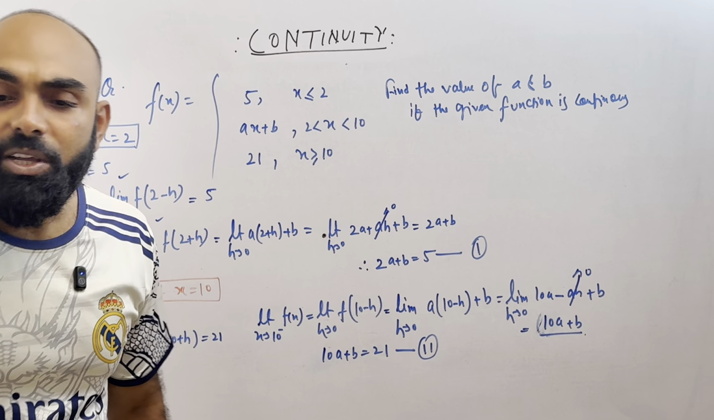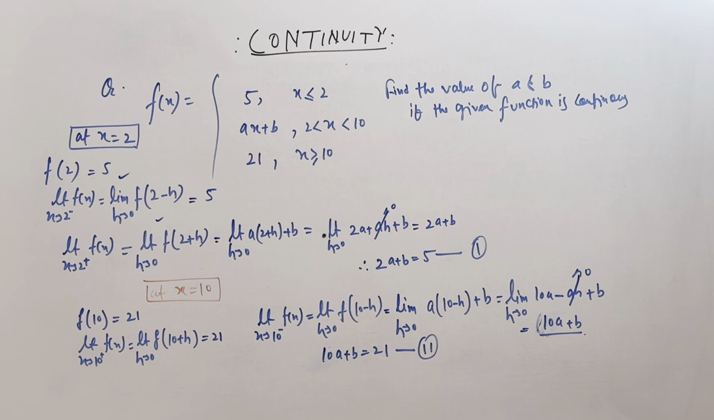Are you not able to solve the equations and get the values of a and b? Sir, I will do that part. Two equations are there, two unknowns are there. We can easily find the values of a and b. Clear?